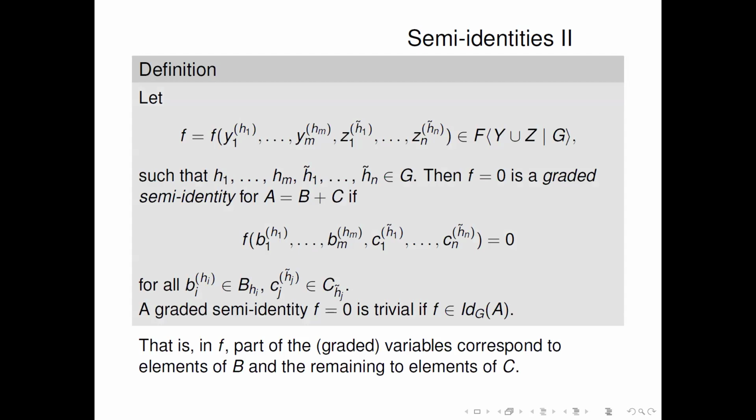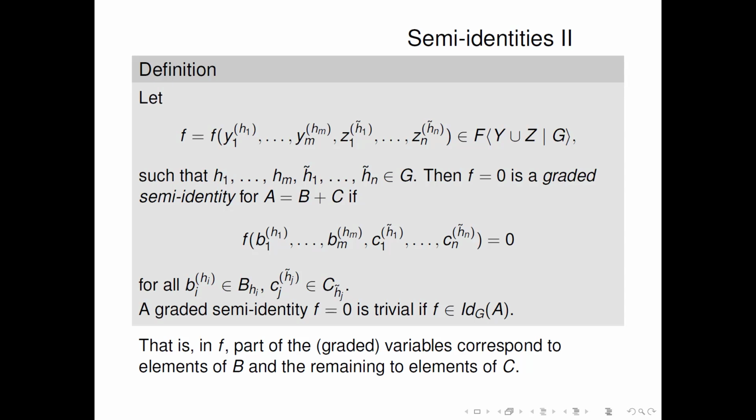And the definition is the following. If I take a polynomial which depends on some Y's and some Z's, which are indexed by elements of the group, I will call it a graded semi-identity for A if it vanishes whenever I substitute all the Y's by elements in B, respecting the degrees, and all Z's by elements of C.